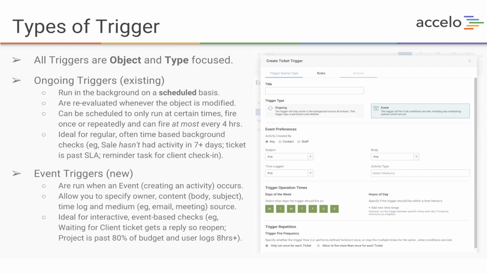So such as a sale hasn't had an activity in more than 7 days, bang, send a reminder to the salesperson and CC their manager. Be like, hey, what's going on? These guys haven't been touched. If the ticket is past service level agreement or SLA time period, you can escalate it, change the priority, send an email out to the high priority team. Or you could also create reminder tasks, for example, such as a client check-in if no one's talked to that client in 6 weeks, to pick an arbitrary number.